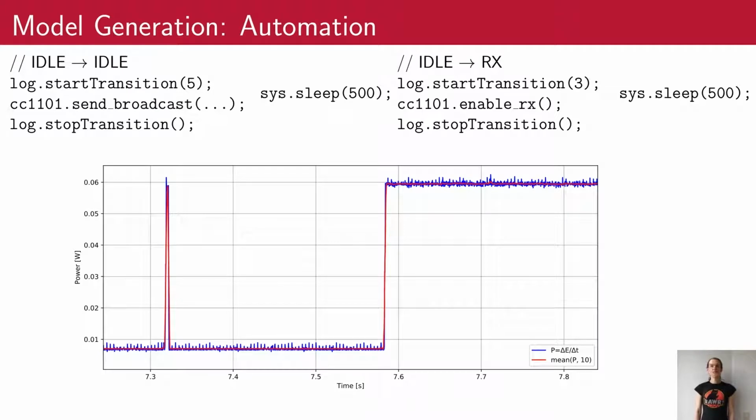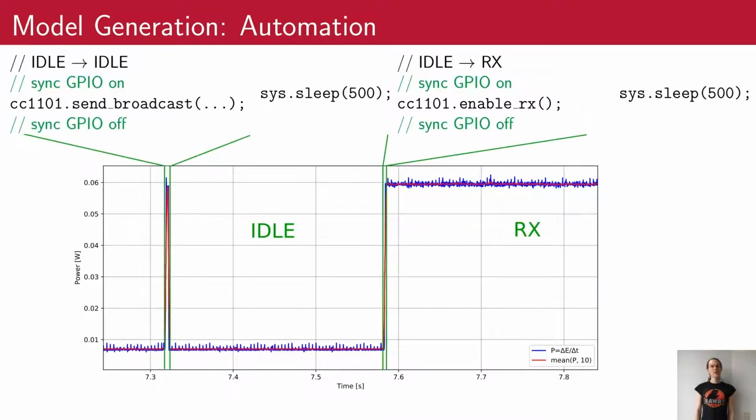A key component of the automation aspect is synchronization of measurements. During analysis, the algorithm needs to know which measurement corresponds to which hardware state or driver function. To achieve this, we use an I/O pin which is toggled whenever a benchmark event occurs, and in this case benchmark events are the start and end of driver function calls.